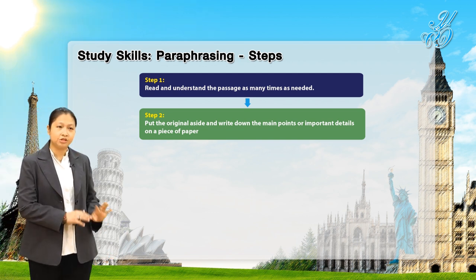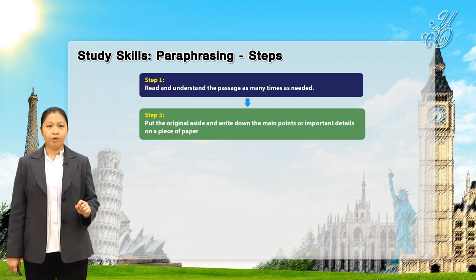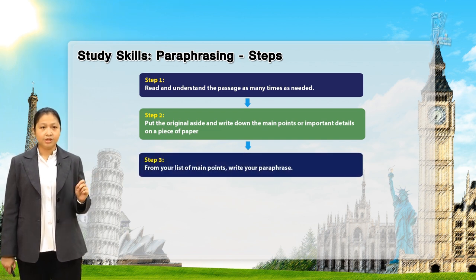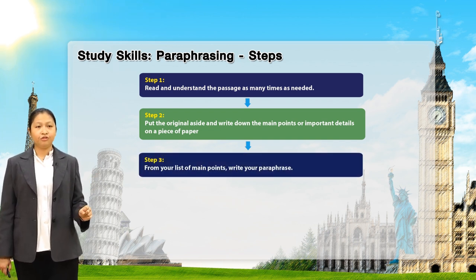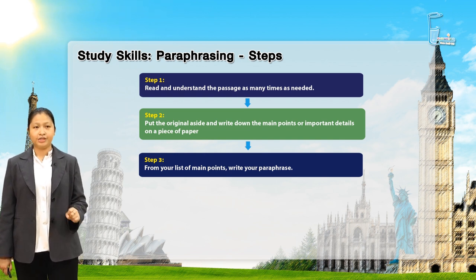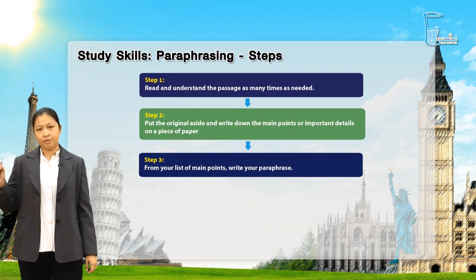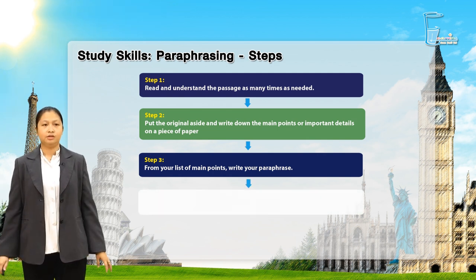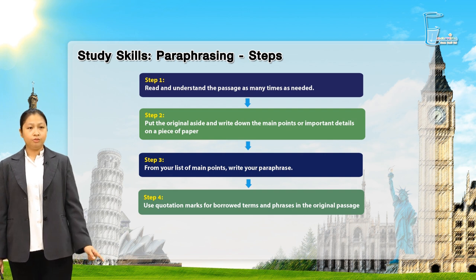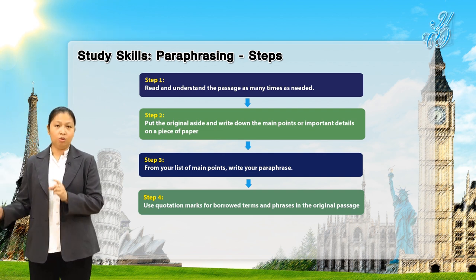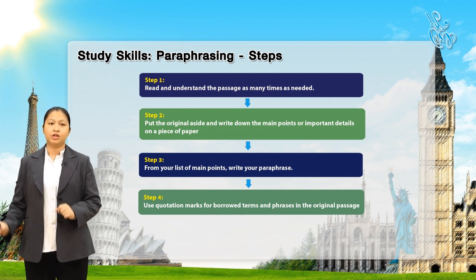Put the original passage aside and write down main points. The main points are important details on a piece of paper. Step 3. From your list of main points, write your paraphrase. The list that you made will help you write the sentences or rewrite the paragraph, the passage, in your own words. Step 4. Use quotation marks for borrowed terms and phrases in the original passage. If you need to borrow a phrase or a word in the paragraph, use quotation marks.